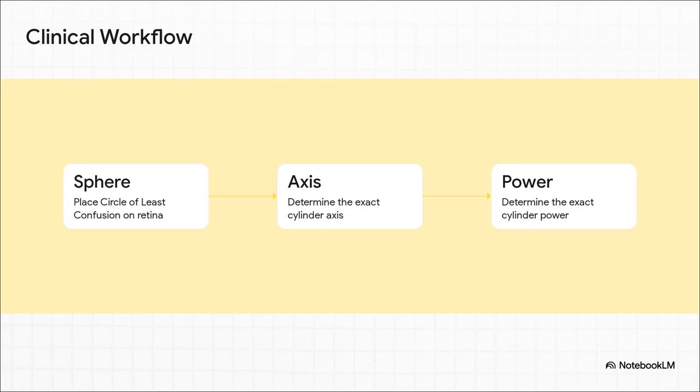So this brings us to our actual clinical workflow. Step 1. Use your sphere to anchor the circle of least confusion on the retina. Step 2. Determine the axis. And Step 3. Determine the power.